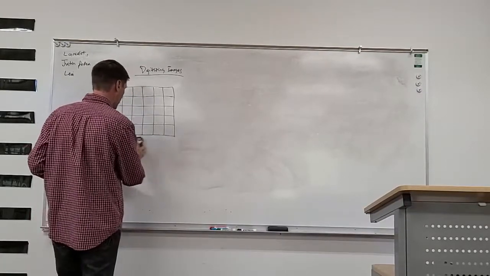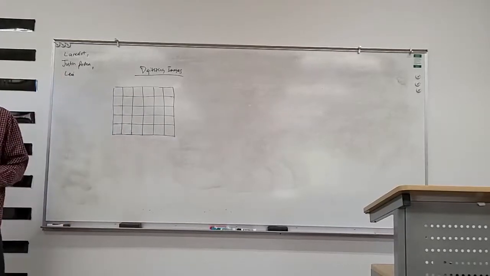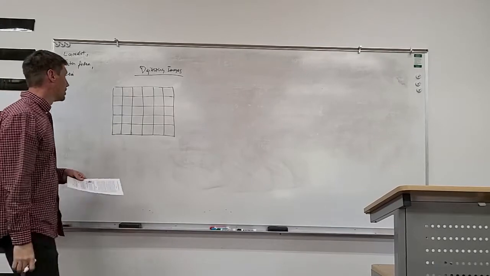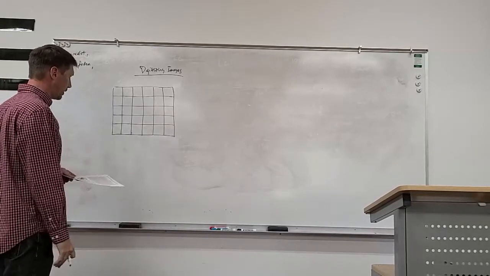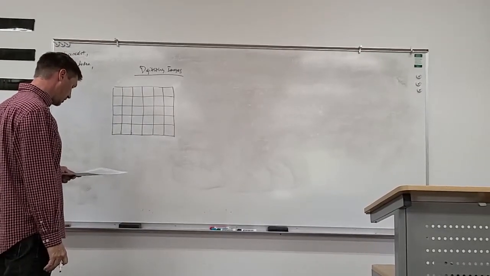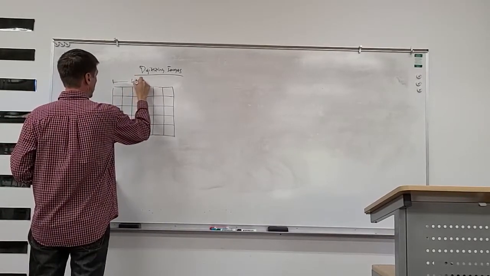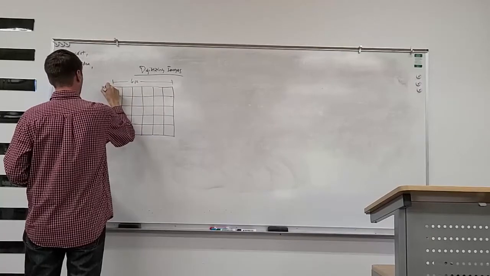Alright, so what this grid is supposed to represent is my computer screen, right? That's full of pixels, right? Which are just dots on the screen. It's a grid on the screen. And this particular image is 6 pixels wide. So this is 6 pixels wide by 5 pixels high.